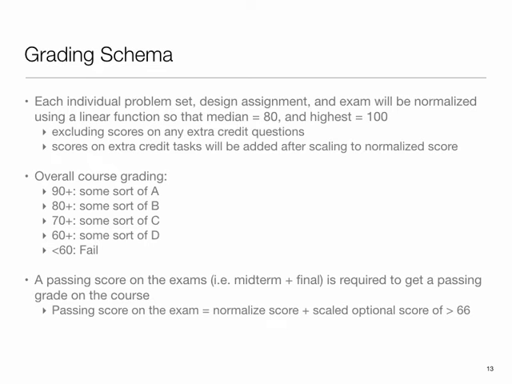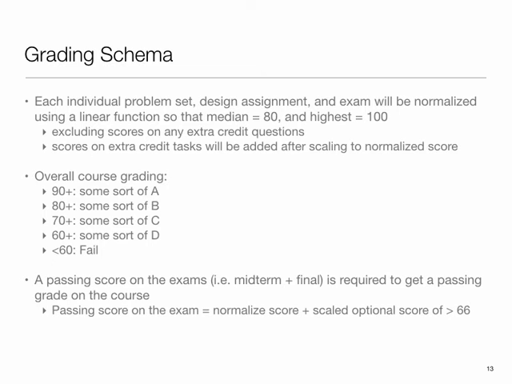So every time I give you a homework or an exam and all, we'll take your scores there. That score will have a base component, which is the required part, and then there will be some extra credit stuff which I often throw your way. What we'll do is we'll take your base scores and we are going to normalize them so that the highest score in the class maps to 100 and the median score in the class maps to 80. And the mapping would be done using a linear function, so very trivial mapping.